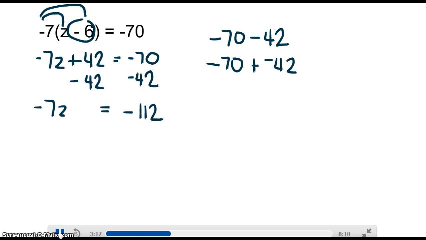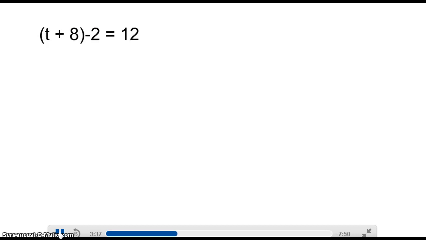So our second step of our 2-step equation is we're going to divide by a -7. Don't forget the negative sign. I'm seeing kids forget that. So that leaves us with z on our left side. That equals a negative divided by a negative is a positive. 112 divided by 7 gives us 16.